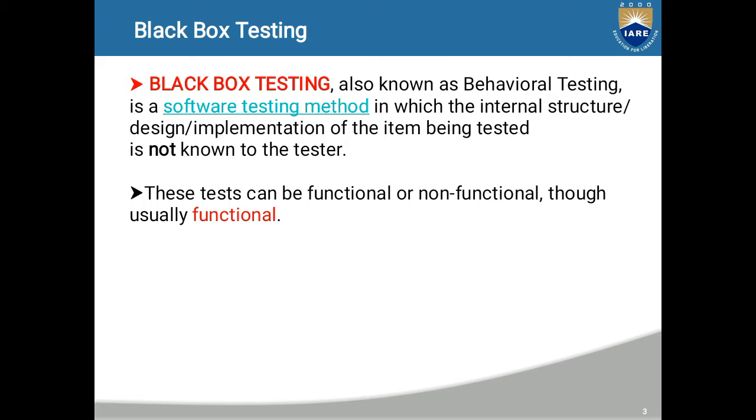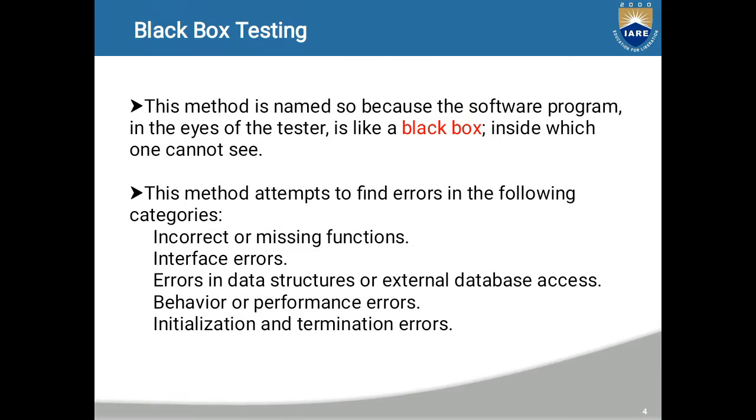This method of test can be applied virtually to every level of software testing, that is unit, integration, system and acceptance testing. It is sometimes referred to as specification-based testing, and these tests can be functional or non-functional, and usually they are functional. This method is named so because the software program, in the eyes of the tester, is like a black box. What is a black box? A black box is something inside which one cannot see.